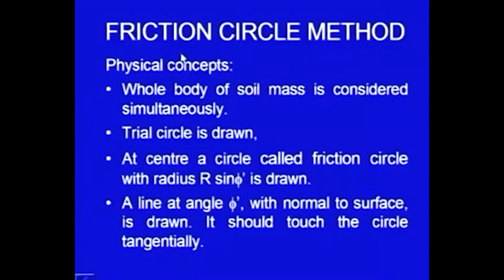Let me first discuss the physical concepts of this method. Whole body of the soil mass is considered simultaneously. As I told you, it is a mass procedure. So, the entire body of the soil which is trying to rotate is considered as a free body. Then the trial circle is drawn as usual. Now, at the center, a circle called friction circle with radius r sin phi dash is drawn.